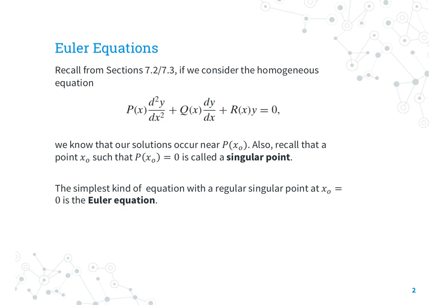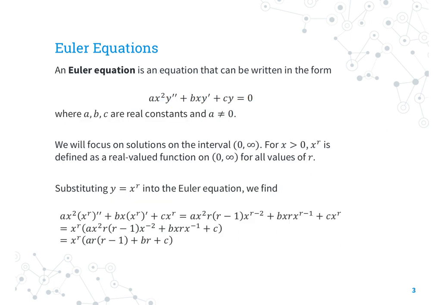The simplest kind of equation with a regular singular point at x naught equals 0 is the Euler equation. So what does the Euler equation look like? An Euler equation is an equation that can be written in the form ax squared y double prime plus bx y prime plus c y equals 0, where a, b, and c are all real constants such that a does not equal 0. Notice that it resembles a quadratic in x mixed in with a second order differential equation.